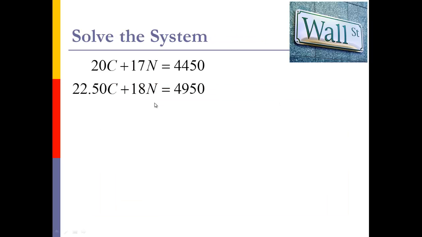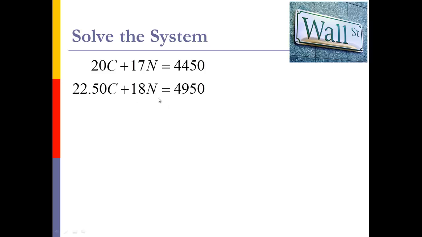Now the next thing I want to do is solve the system of equations. I'm going to use the elimination method just because I want to make some connections to matrices that we'll use later on. The first thing you want to do is figure out what variable, what letter I want to cancel. I decided, why not? Let's cancel the n's.